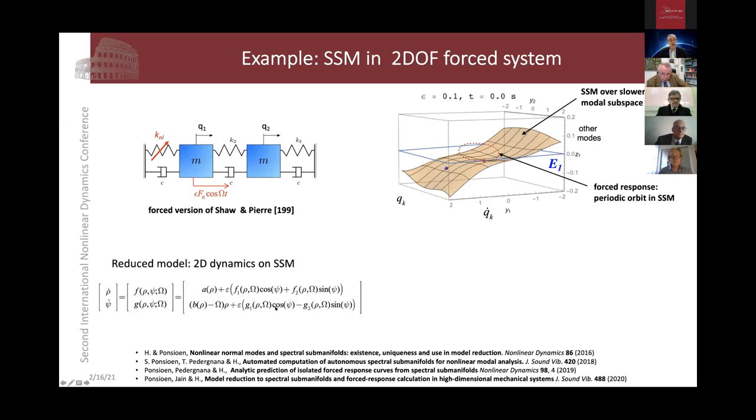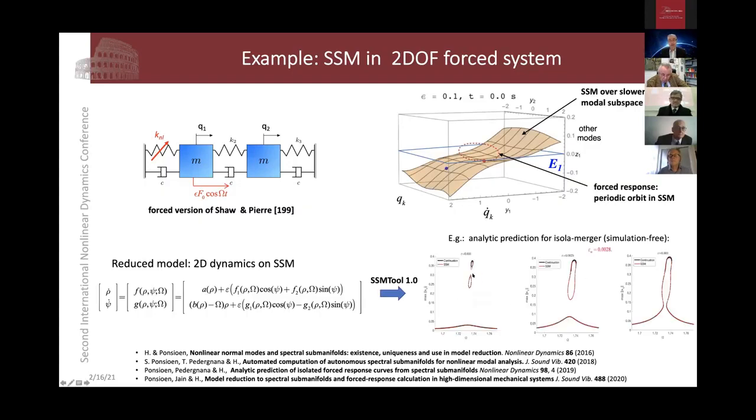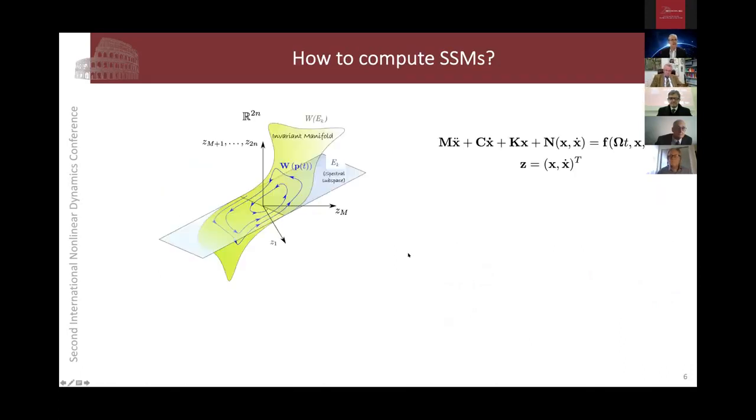In fact, the reduced-order model can be computed in appropriate coordinates explicitly. And by hand, SSM2 was the first code, SSMTool, computing these. But by hand, in fact, for this problem, you can make analytic predictions for things that were not accessible before. Isola merger, right? You can predict that analytically, without any numerical simulation. This is an analytically predicted value for the existence and for the bifurcation of an isola that continuation codes would have a hard time finding. So it's an amazing tool to use, these spectral submanifolds. So why isn't everybody using them?